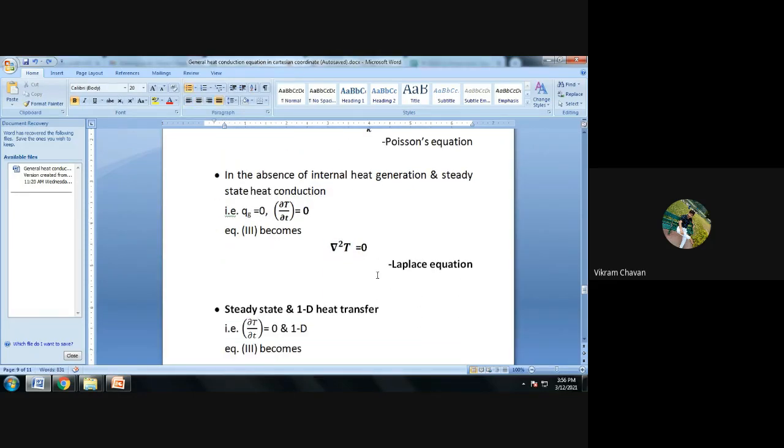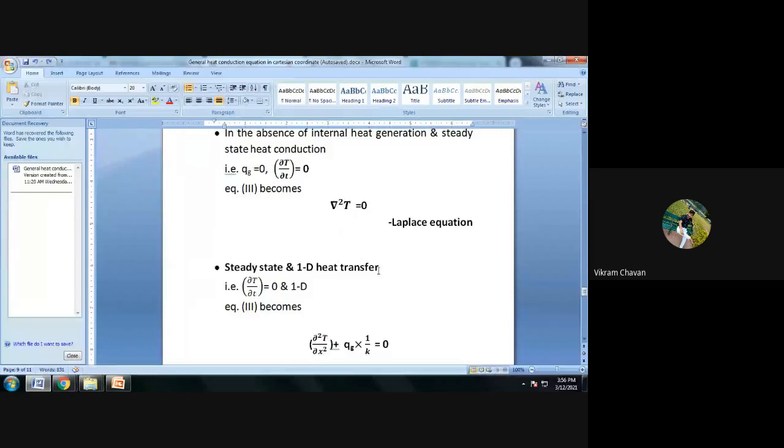Next, steady state and one-dimensional heat transfer. Up till now we have discussed the three-dimensional equation because we are applying the three coordinate axes, X, Y, Z, so the equation becomes three-dimensional. Now we have to deduce that equation into one-dimensional. The further form of the general heat conduction equation is steady state and one-dimensional heat transfer.